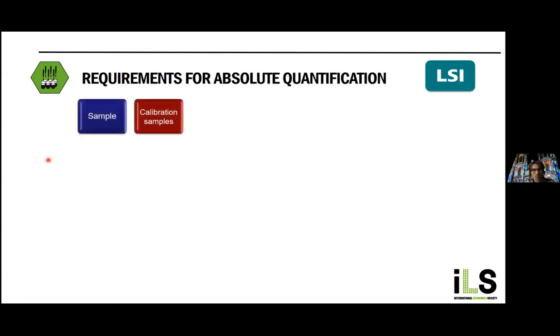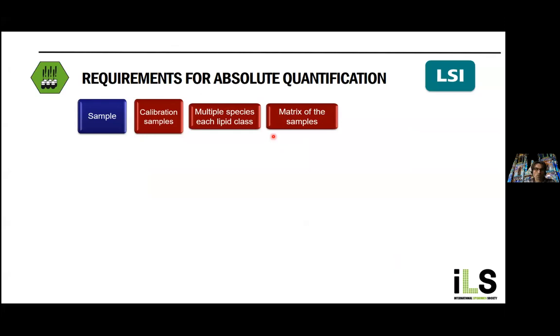If you want to do it more precisely, you need calibration. Bob told you already yesterday. How do we generate a calibration line? We spike, we add lipid species at several concentration levels. We can do that in a blank sample, but preferably it's the matrix you are analyzing. For instance, if you're analyzing plasma samples, you can add these species to plasma matrix and generate a calibration line with that.